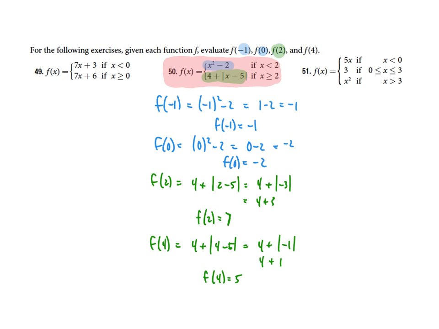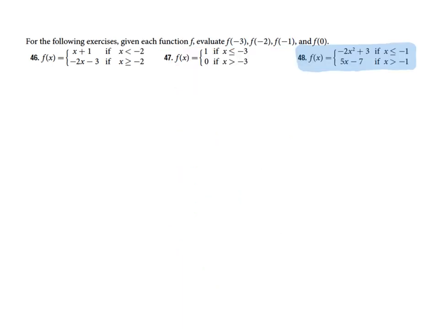So again, just make sure you're plugging the value into the right part of the function. Do not plug negative 1 into both parts and get 2 values, and plug 0 into both parts and get 2 values. You're saying, okay, negative 1 is less than 2, so that goes in here. 4 is greater than or equal to 2, so it goes in here. Try it one more time.